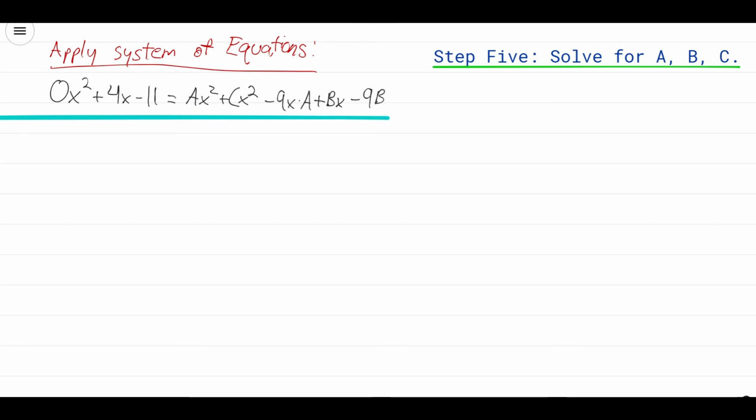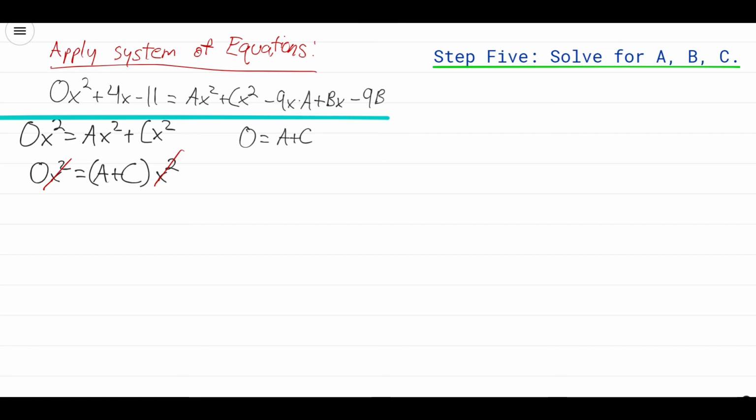Now I'm going to start creating a system of linear equations, starting with the 0x squared. I can set it equal to the other terms that have the same degree. So 0x squared is equal to ax squared plus cx squared. Furthermore, 0x squared is equal to (a plus c) x squared. I can factor out an x squared and cancel it out. So in essence, I'm left with 0 is equal to a plus c. So for equation 1, a is equal to negative c. I'm going to store this as equation 1.